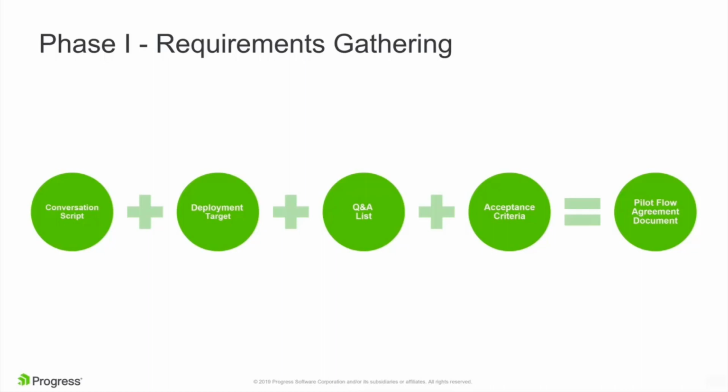Then we will come up with the acceptance criteria, which is basically a compilation of your actual business requirements. And all of that will be finalized in a pilot flow agreement document.